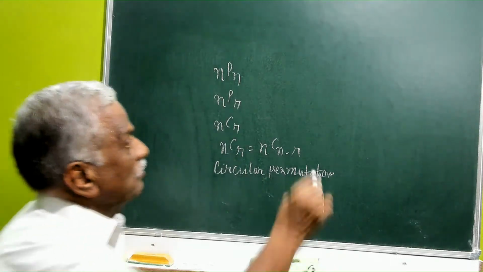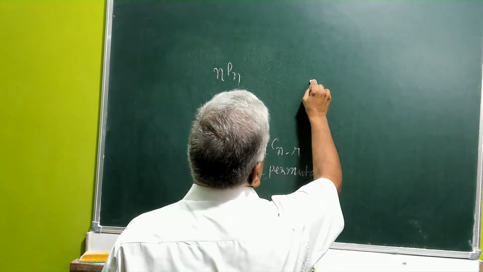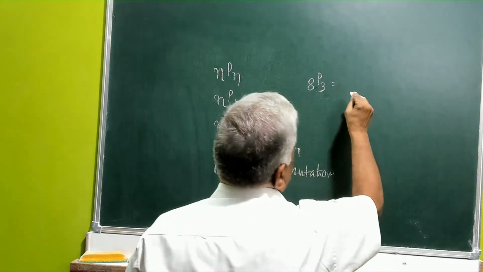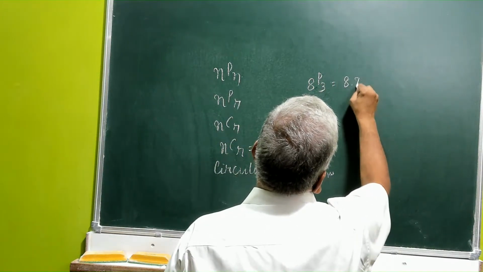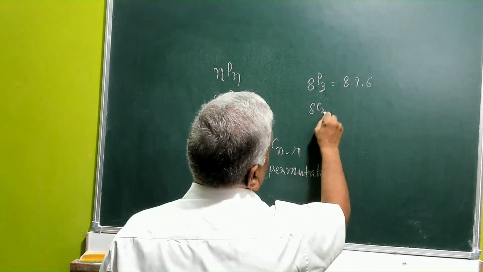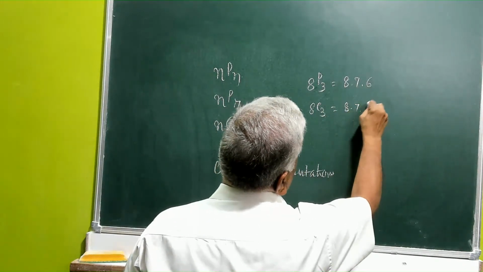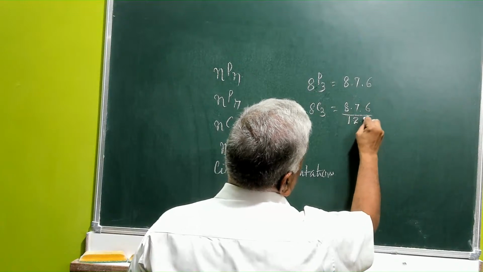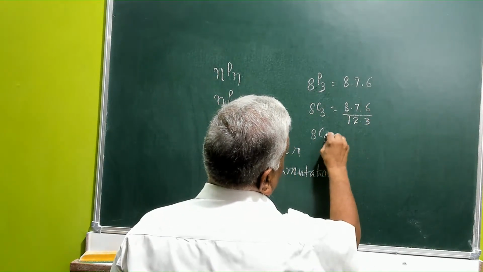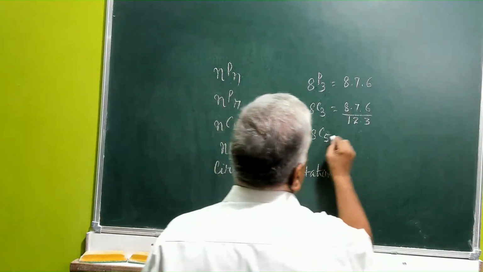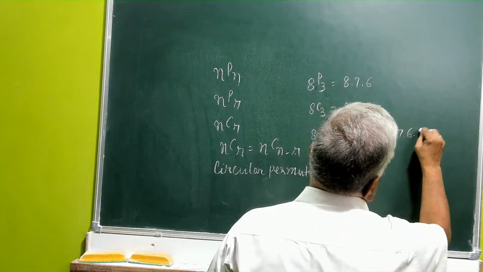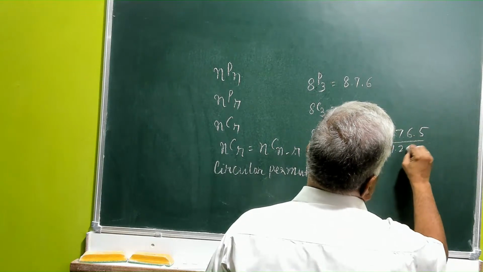And we also discussed how to find. Let us take one example. I want 8P3. The simplest method is 8 into 7 into 6. Supposing you want 8C3, it is 8 into 7 into 6 divided by 1 into 2 into 3. Supposing you want 8C5, we first use the formula and write this as 8C3, that is 8 into 7 into 6 divided by 1 into 2 into 3.